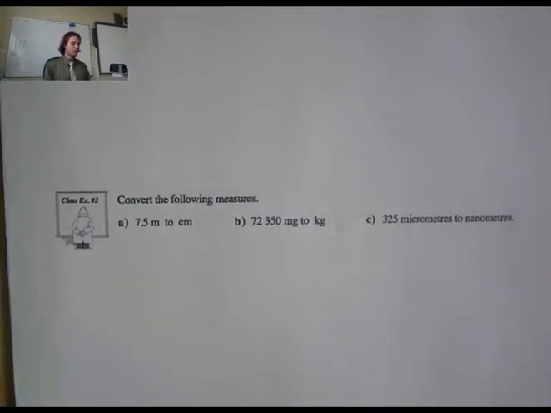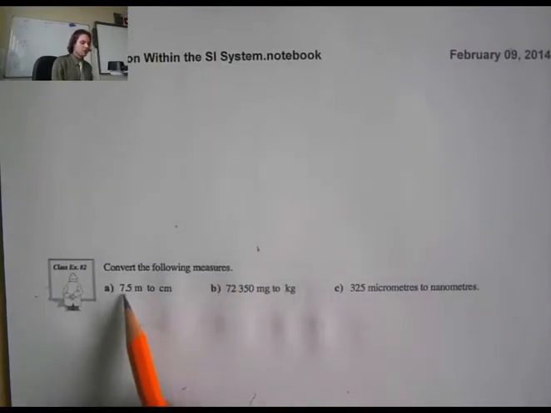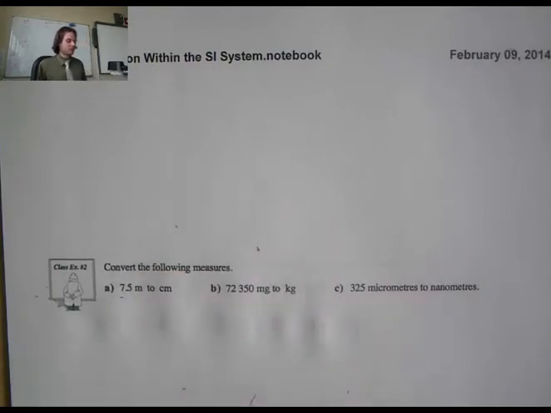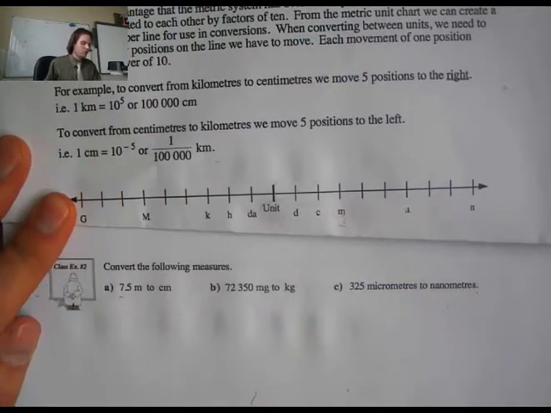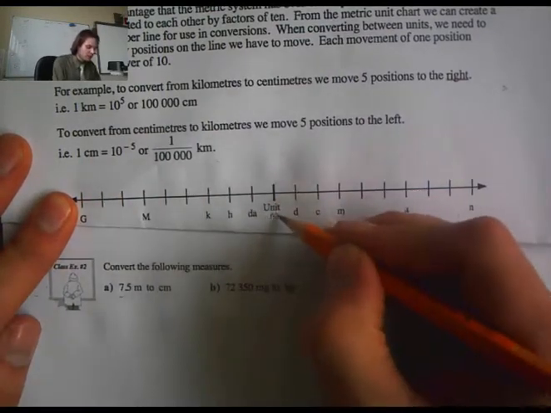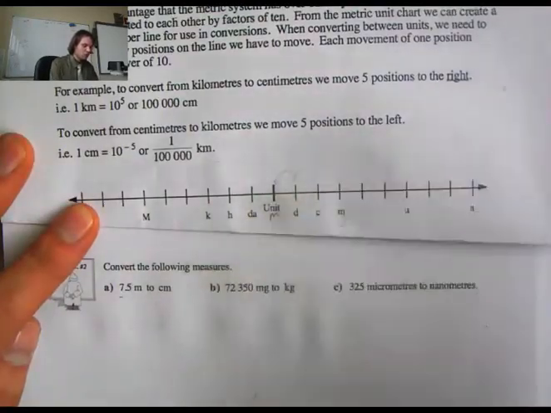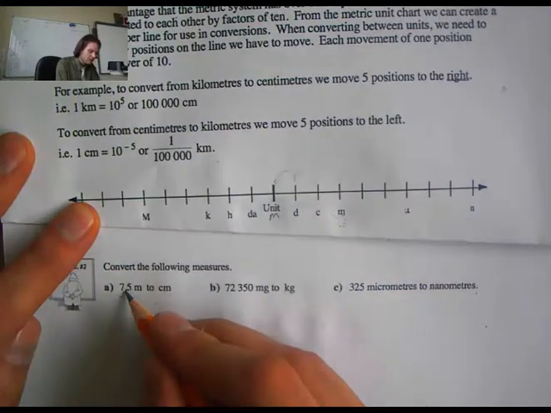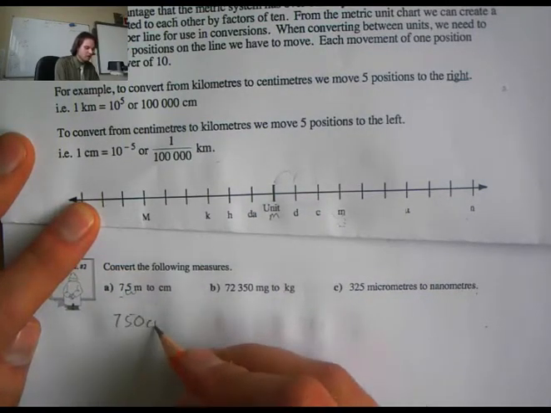Let's take a look at example number 2. It wants us to convert the following measures to what it states. So 7.5 meters to centimeters. So I'm going to use my linear table here to help us. This is a neat little way of doing it. We have my unit is meters here, and we want to go to centimeters. So I move the decimal over 1, 2. So the decimal, right there it is, moves over 1, 2. So I have 750 centimeters.